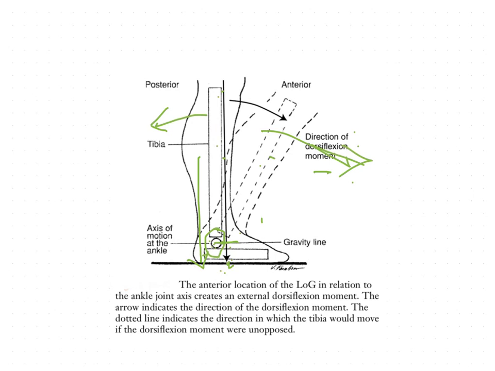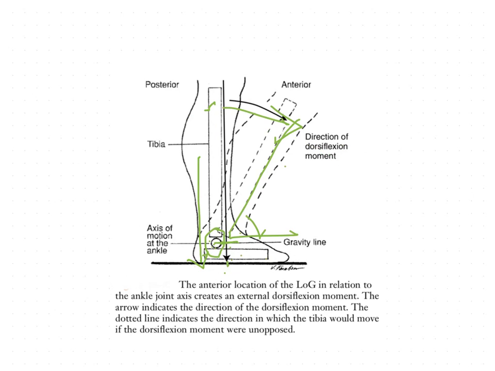Now we are going to see some examples. The anterior location of the LOG in relation to the ankle joint creates an external dorsiflexion moment, isn't it? Because the line is falling anterior, which is creating the proximal movement anteriorly. The foot is fixed, but the proximal segment is moving on the distal segment. This motion is also called dorsiflexion, isn't it?